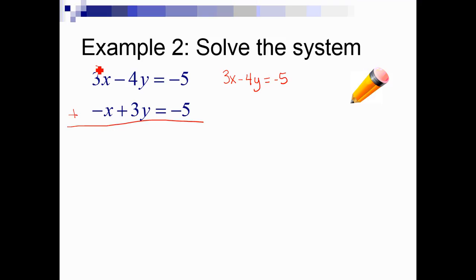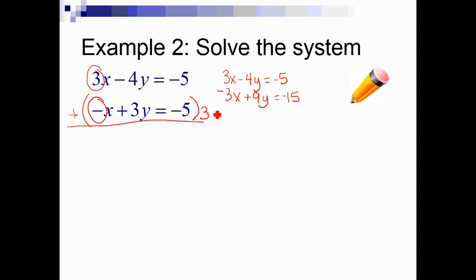Now notice this top equation here had a positive 3x. What would I need down here in order to eliminate with a positive 3? I'd need a negative 3. Well, I already have the negative sign, but I need the 3 to happen there. And the way we do that is by multiplying the whole equation by 3. So if I multiply everybody on that bottom equation by 3, every single part, I'd get negative 3x, 3 times 3y is 9y's, and 3 times negative 5 is negative 15.